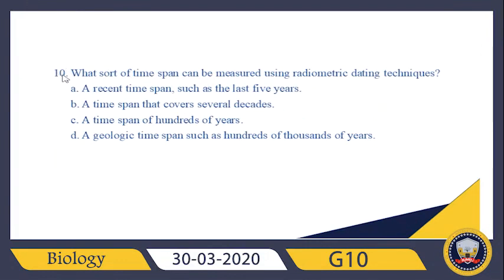So guys, question number 10. What sort of time span can be measured using radiometric dating techniques? A recent time span, such as the last 5 years, or a time span that covers several decades, or a time span of hundreds of years, or a geologic time span such as hundreds of thousands of years? What do you think, guys? Yes, so the correct answer would be D, a geologic time span such as hundreds of thousands of years.